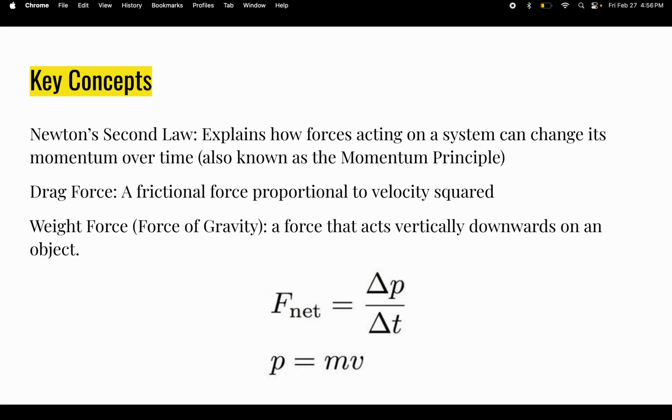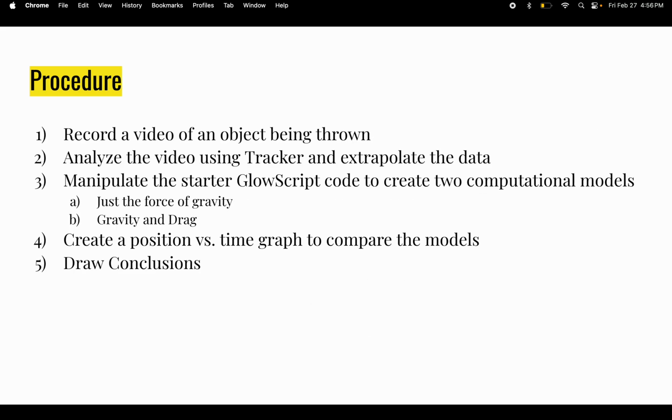So some key concepts are Newton's second law, which explains how forces acting on a system can change its momentum over time, and it's also known as the momentum principle. And then the drag force is a frictional force which is proportional to an object's velocity squared. And the weight force, or the force of gravity, is a force that acts vertically downwards on an object.